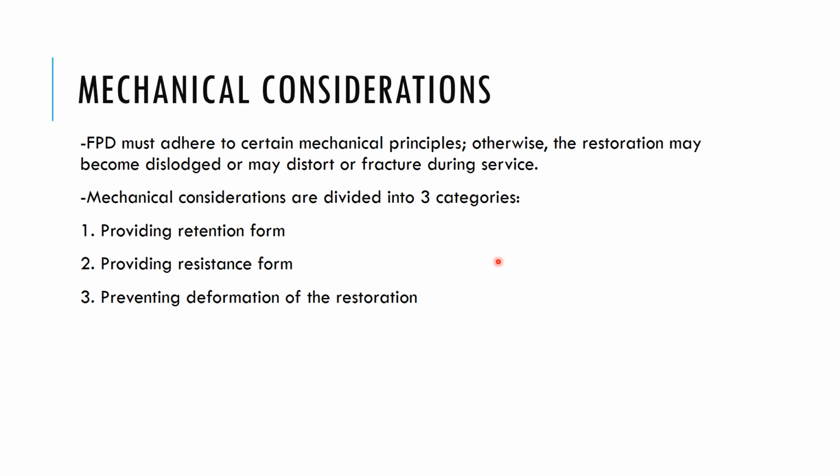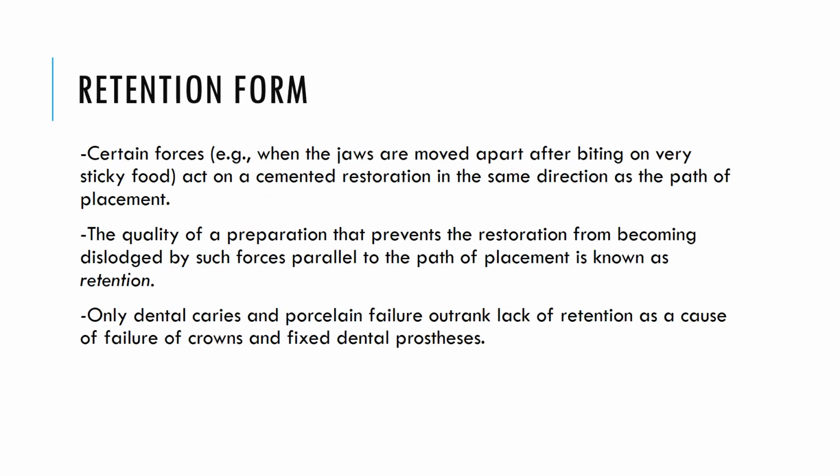Coming to the mechanical considerations, guys. There are three important ones: retention, resistance, and deformation, right here. So if we adhere to these principles, the crown restoration will not be dislodged, and there will be less chance of distortion or fracture of the restoration. Coming first to the retention form, there are certain forces. For example, the jaw is moving, biting, sticky food. It acts on the cemented crown in the same direction, and it can cause displacement, guys.